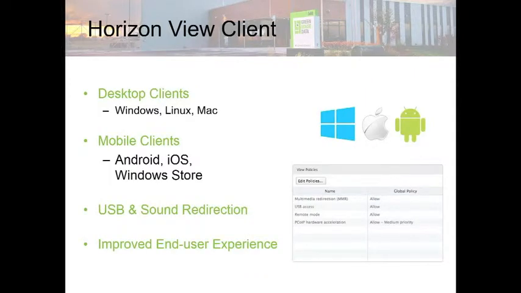Let's go over some of the client access methods. Horizon View has desktop clients available for Windows, Linux, and Mac OS. So regardless of what operating system your company has standardized on or what your users are using, there's a fully functional desktop client for you. They also have mobile clients now, Android, iOS, and Windows Store, to allow you to connect from anywhere that you have a data connection.